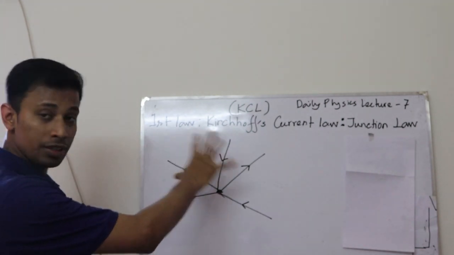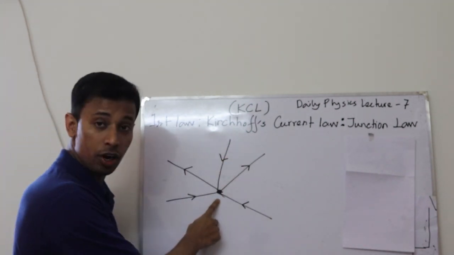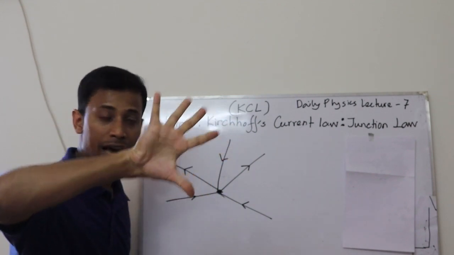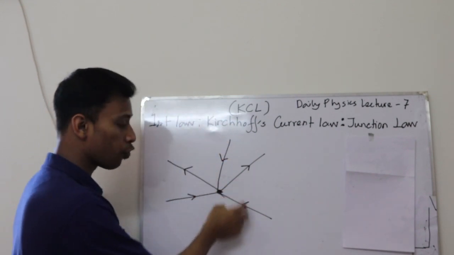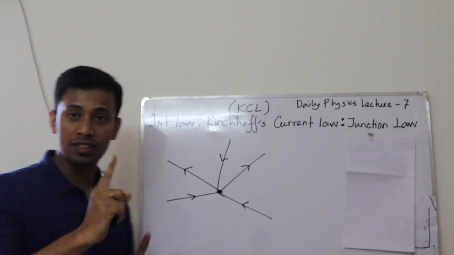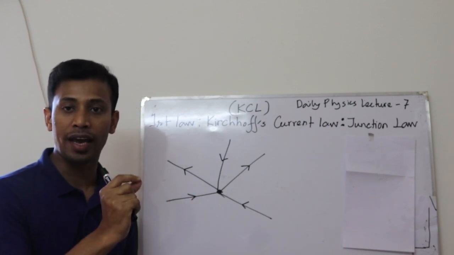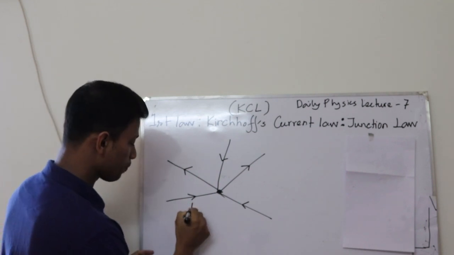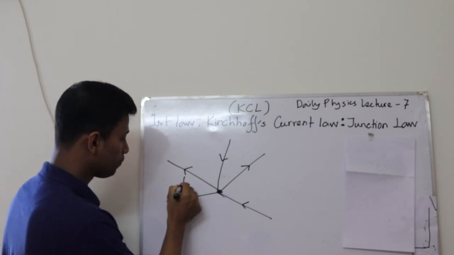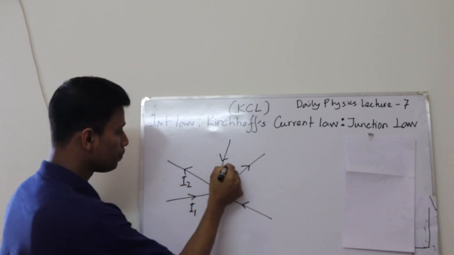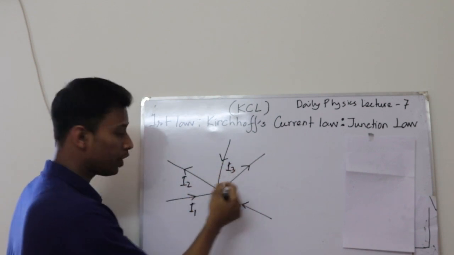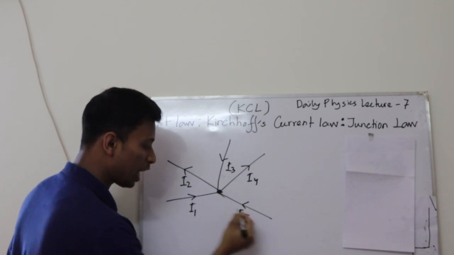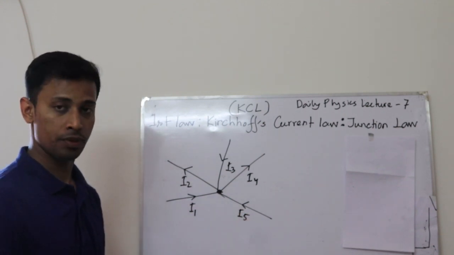Here, this point is a junction, and this junction contains 5 lines: 1, 2, 3, 4, 5. So at first our task is to denote this current. Suppose this is I1, I2, I3, I4 and I5. We have to first denote it.